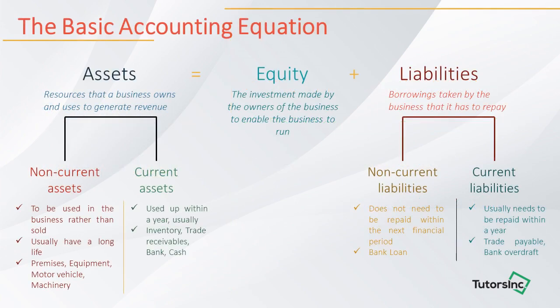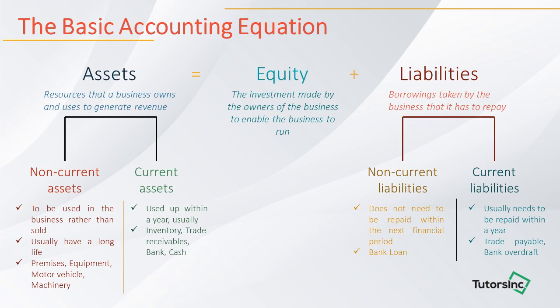Let's start with the basic accounting equation, which is also called the golden formula. As you can see, the equation states that the value of the assets of a business must be equal to the sum of the values of equity and liabilities of the business. But before we discuss this equation, we must have clear knowledge about the terms asset, equity, and liabilities.